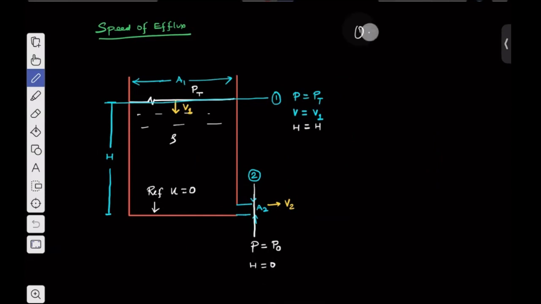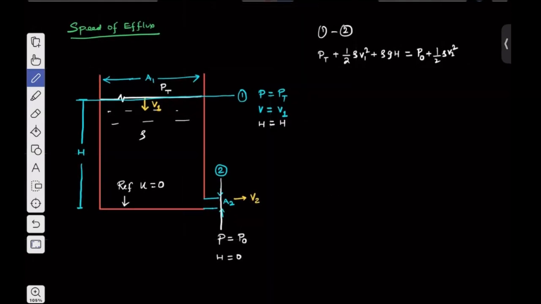For cross sections 1 and 2, if I apply the Bernoulli principle, we have the pressure at 1 as PT, plus half rho V1 square, with the density the same everywhere since it is an incompressible fluid, plus rho g h for the height from the reference point, equals the pressure at the other cross section, P naught, plus half rho V2 square, but the height is 0, so that term is 0. That is our equation number 1. The things we don't know here are V1 and V2, so we need one more equation.